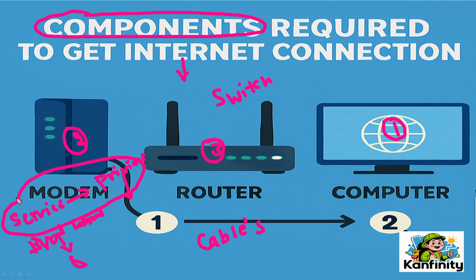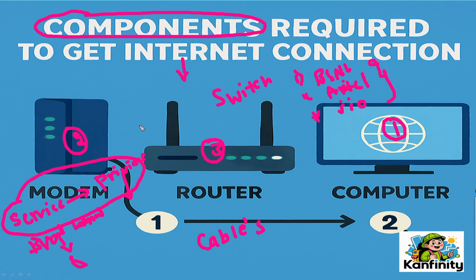Some examples of service providers are BSNL, Airtel, Jio. Like this, there are different service providers. We are going to choose whichever service we need, and from there we are getting the internet connection.